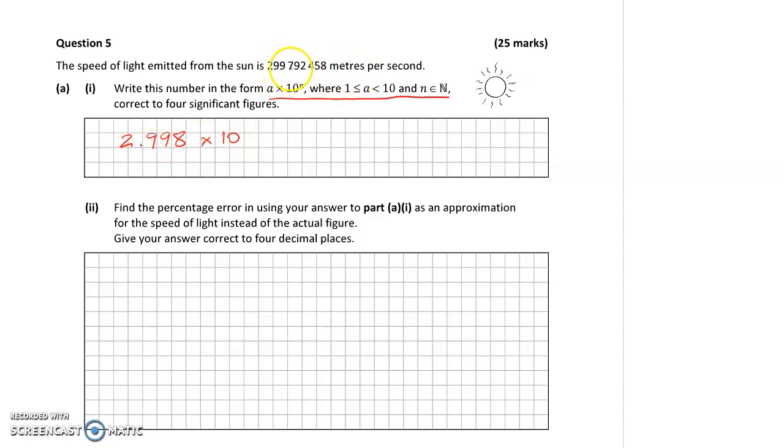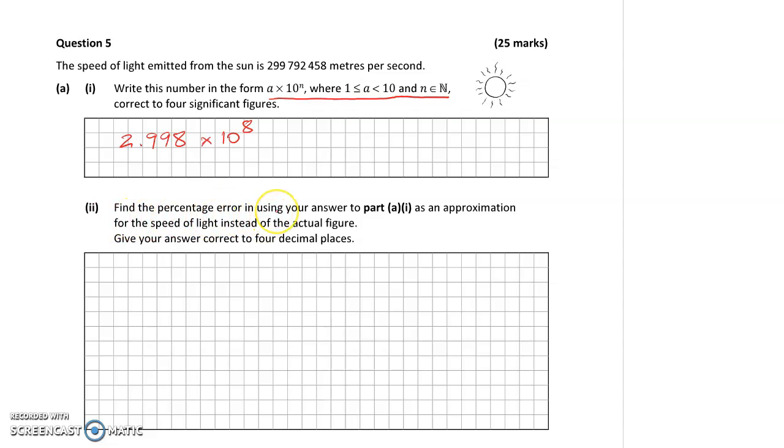So how many places after where it is at the moment, which is between the 2 and the 9, how many places would it be to get down to after the 8? Or you could see it as currently it's here, we're moving it to here. How many places do we move it? We move it 8 places, therefore it's times 10 to the power of 8. I've put it in the correct format of 4 significant figures times 10 to the power of 8.